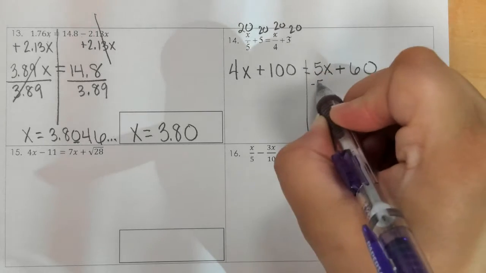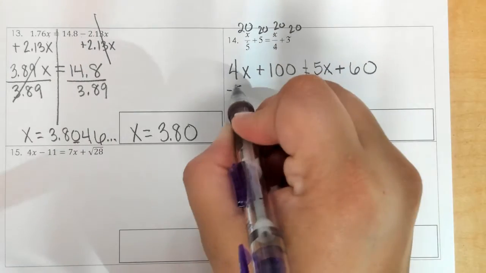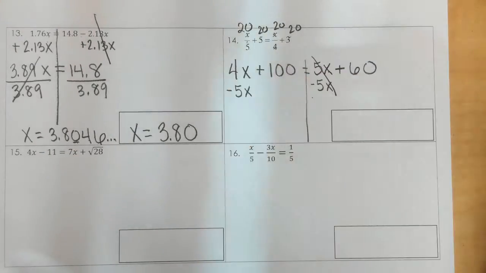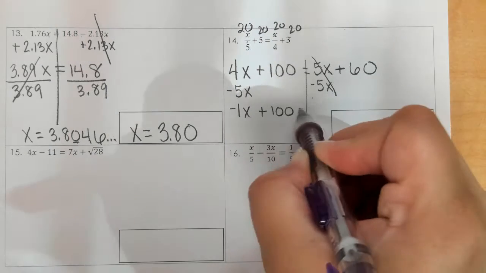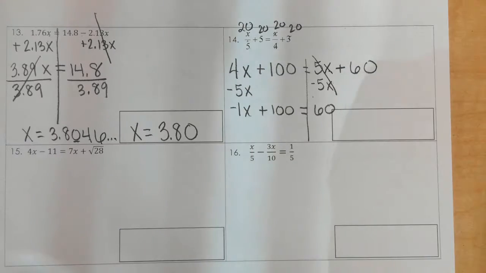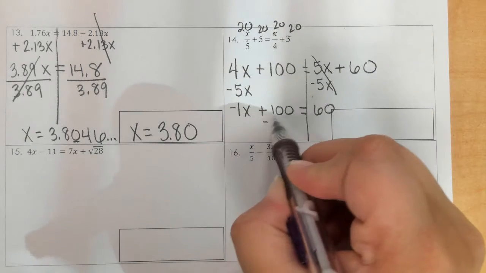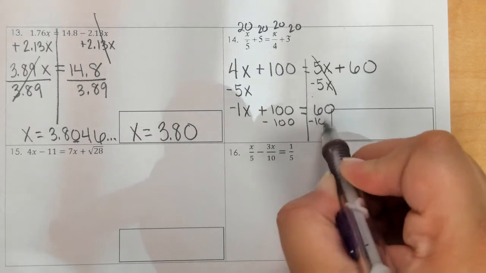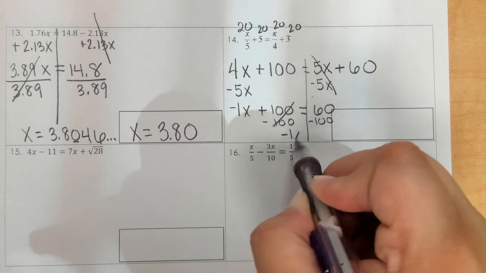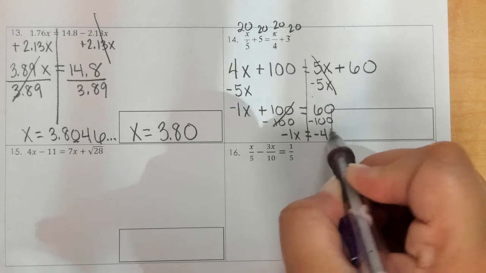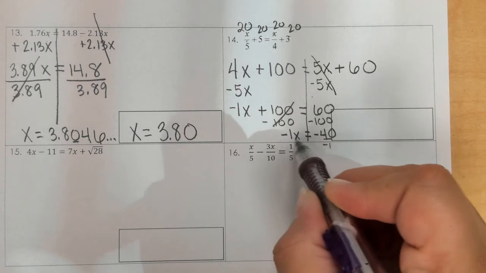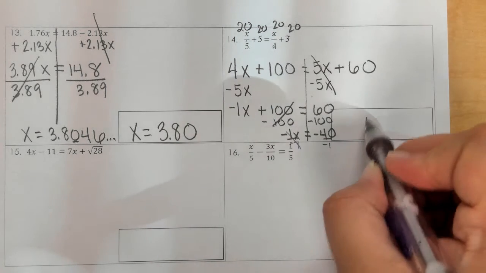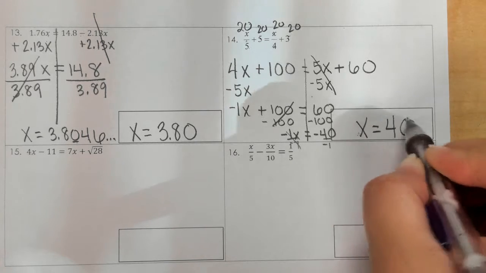So now we can subtract our 5x, get our x's together. We get negative 1x plus 100 equals 60. Subtract our 100, and we get negative 1x equals negative 40. Now I need to divide by that negative 1 to get x by itself, and that gives me a positive 40.